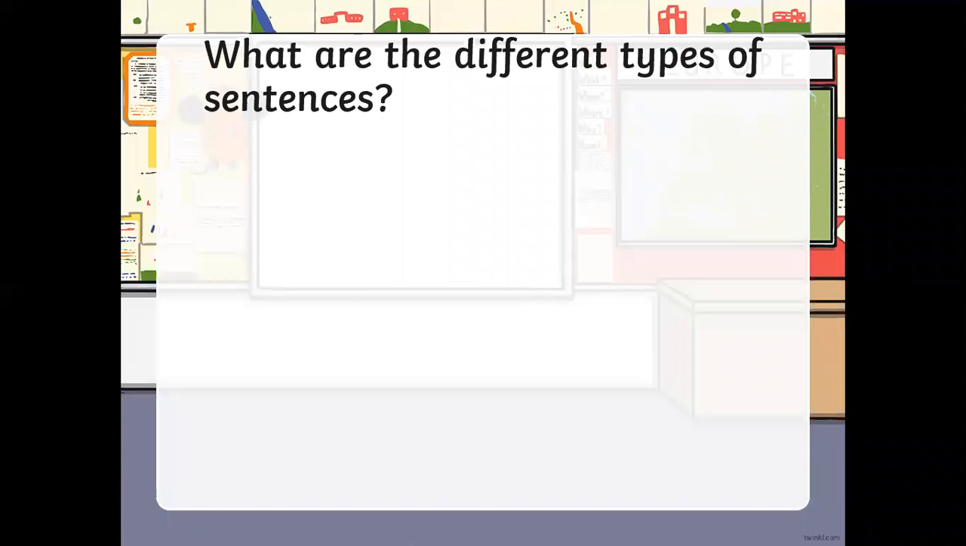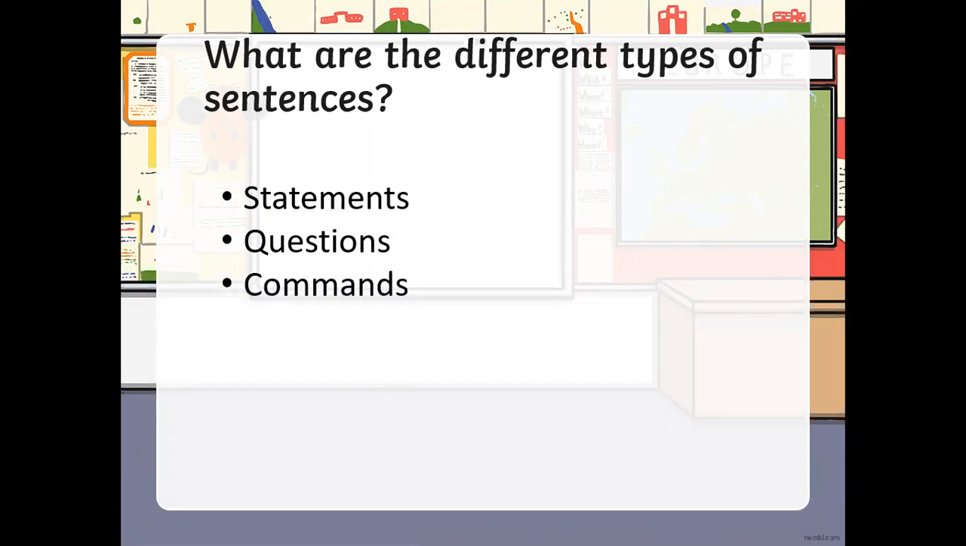Okay, so first of all, what are the different types of sentences? I want you to pause the video now and jot down on a bit of scrap paper or tell somebody what are the different types of sentences. Super, you've remembered. So they are statements, questions, commands, and exclamations. Hopefully you remember what each of those are, but what we're going to do today is we're going to go through each of them. Sometimes I'm going to give you some examples and sometimes I'm going to challenge you to give me examples.